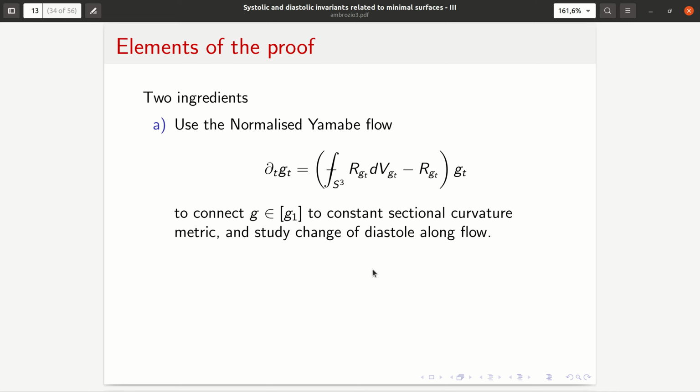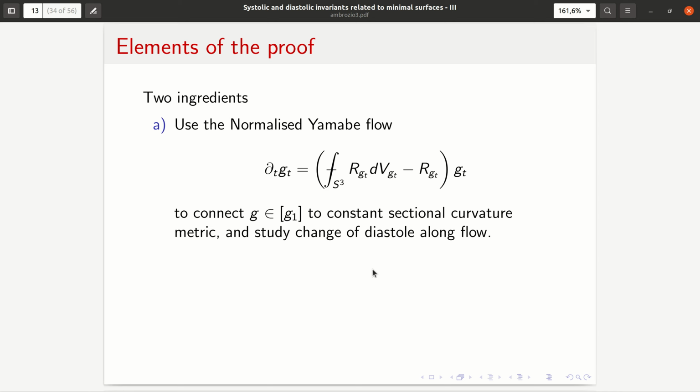And we studied how the diastole is changing along the flow. Okay, so this is one ingredient, and here is where the assumption of positive Ricci enters somehow. It is known that such a Yamabe flow starting at a conformally flat metric with positive Ricci will continue forever with positive Ricci and converge to a constant sectional curvature metric.